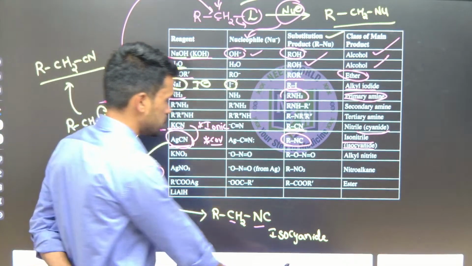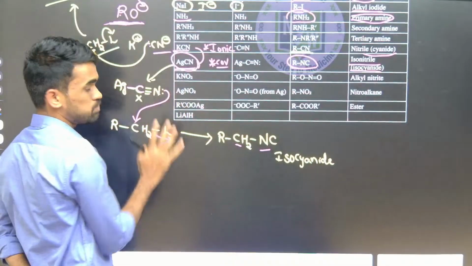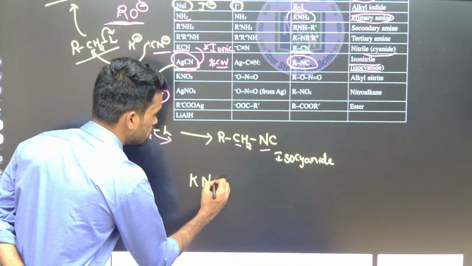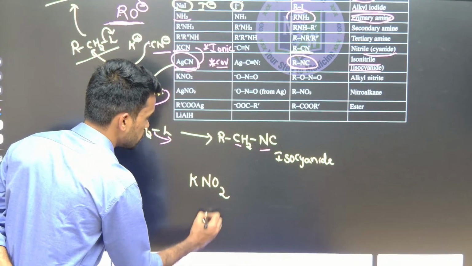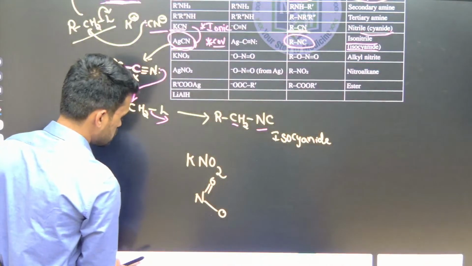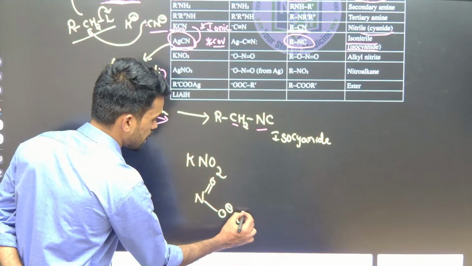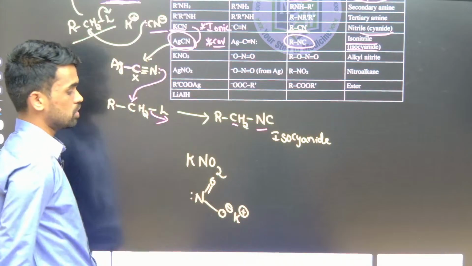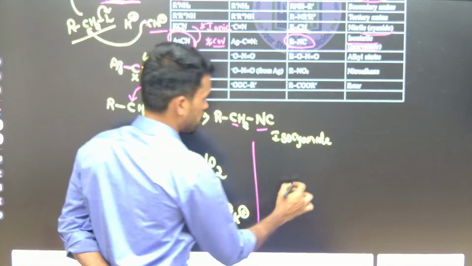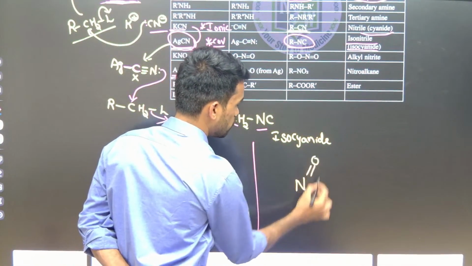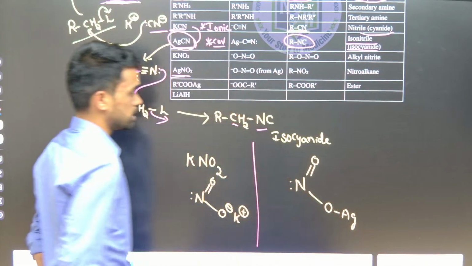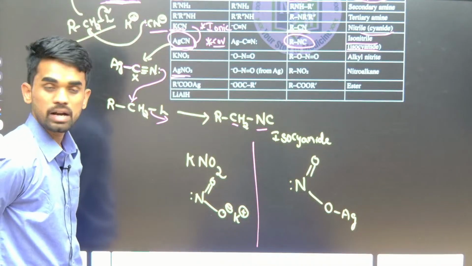Okay. Next one is KNO2. The same explanation applies here also. When you take KNO2, nitrogen has a double bond to O, and oxygen has a single bond with a negative charge, K plus. Like this, we have nitrogen with a lone pair. This is one thing you need to remember. And one more thing is AgNO2. Nitrogen has a double bond to O, and oxygen is bonded to silver, and nitrogen has a lone pair. So these are the scenarios to be remembered or understood here.